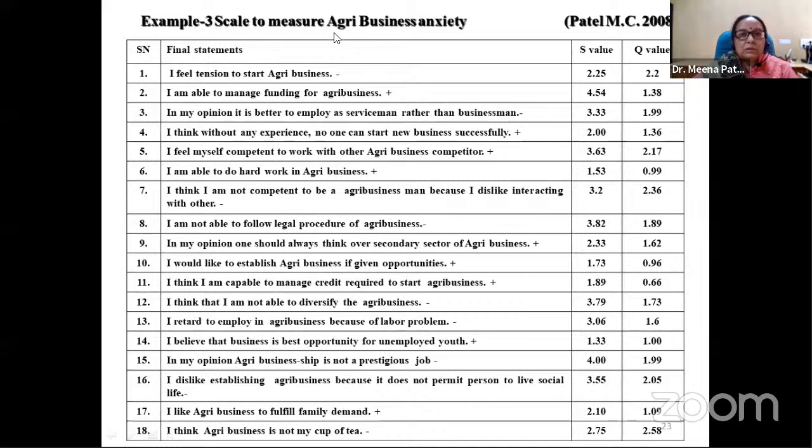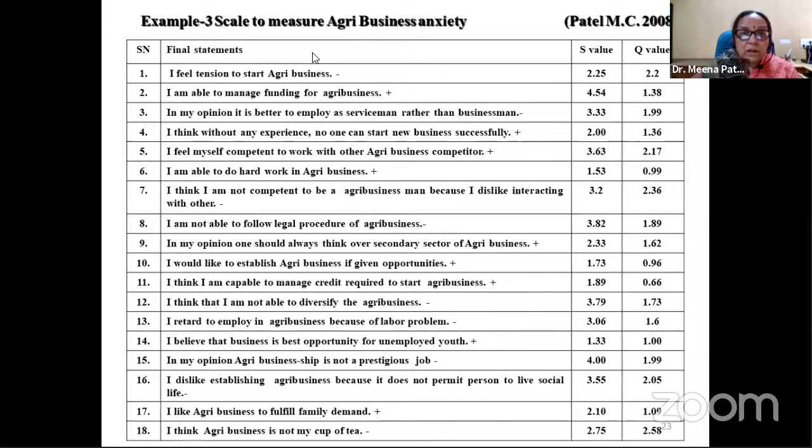Another scale was, here the title is agribusiness anxiety. As we know, anxiety is a fear or nervousness. We can't say it is a depression, but it is a fear towards the object. It is a nervousness toward the object. If a person has anxiety toward agribusiness, we can't say they can start the agribusiness. A number of factors are affecting that.